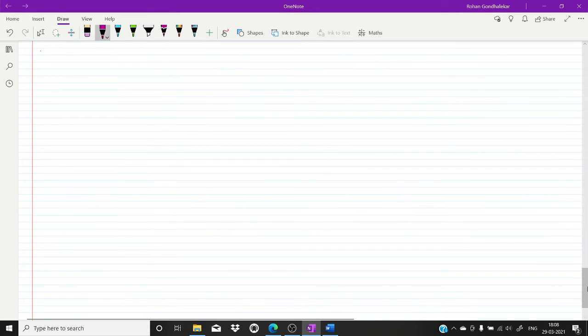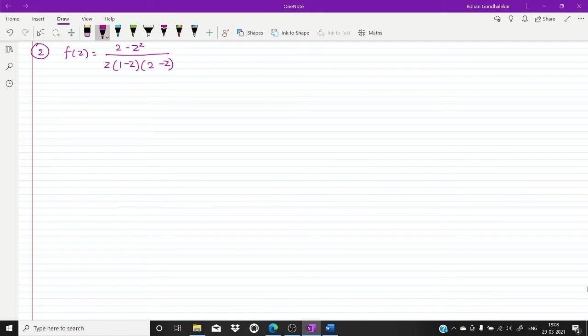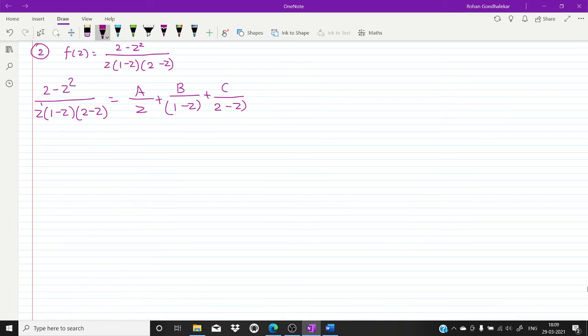The second step is we apply partial fractions on the function f of z is equal to 2 minus z square upon z into bracket 1 minus z into bracket 2 minus z. So for the partial fraction, what I'm getting is 2 minus z square upon z into bracket 1 minus z into bracket 2 minus z is equal to a upon z plus b upon 1 minus z plus c upon 2 minus z. As there are three factors, we are getting three constants.